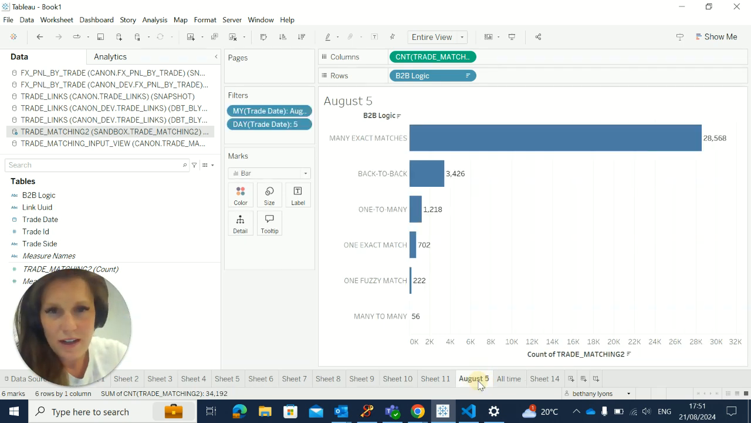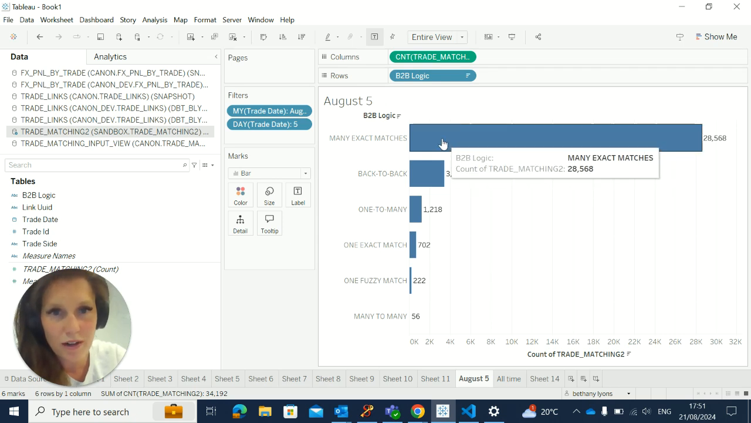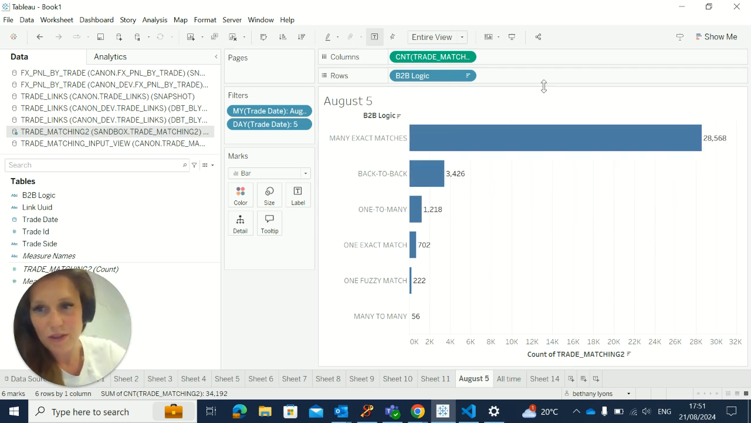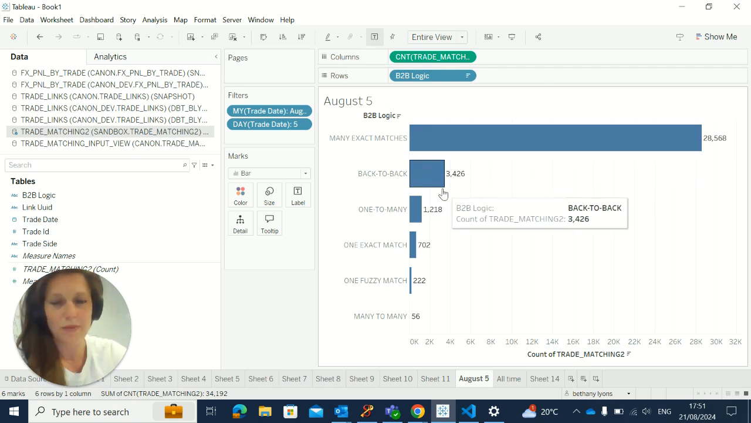On August 5th, I hit this out of memory error. And it's because the vast majority of the trades are not back-to-back. They're many exact matches, which is a much more expensive algorithm than the back-to-back trades.